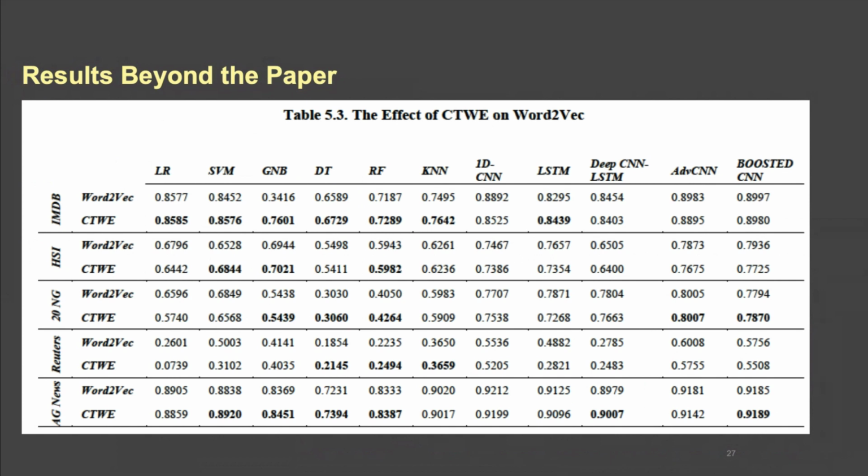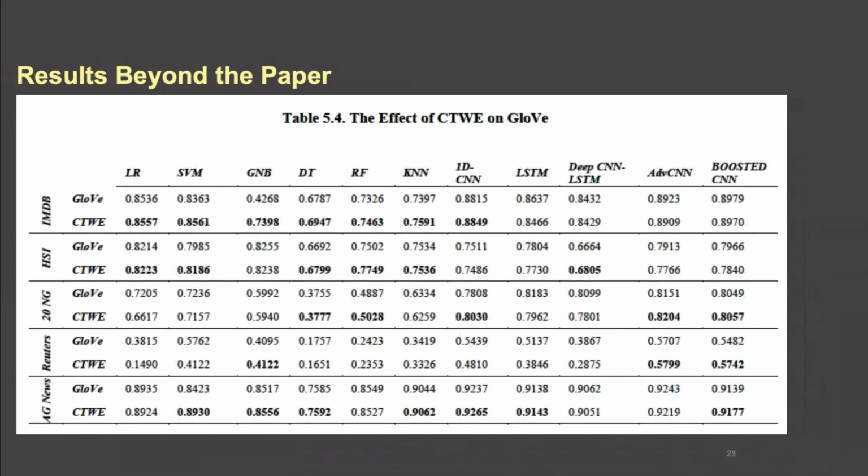And here we used word2vec, just updating the word2vec. The next slide is showing the GloVe, which is the modified version of the GloVe vector. As you can see here, again, on the IMDb it works better, and on HSI it works better, and on these three categorical datasets, we can say we are not always getting the best results.